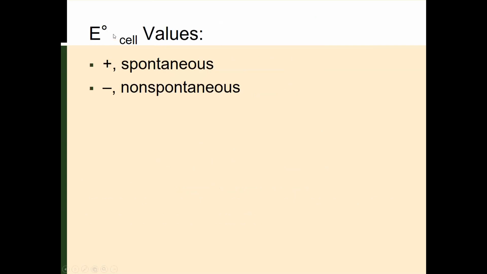Just a simple reminder, if I get a positive cell potential, it's a spontaneous reaction. If I combine these together to get something that gives me a negative cell potential, it is not going to be spontaneous. And remember, we cannot combine two reductions. We have to have one oxidation and one reduction.